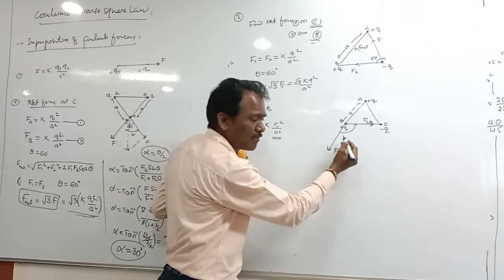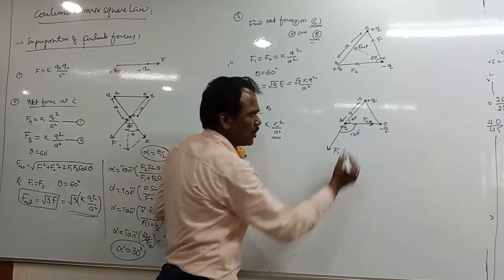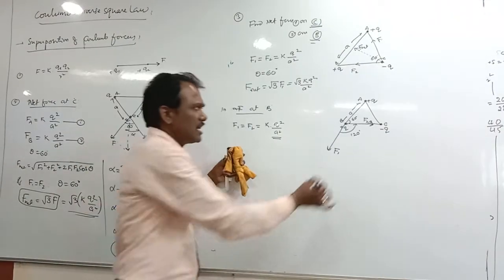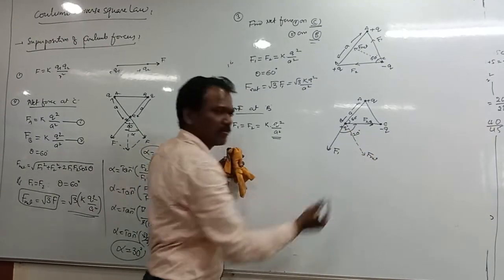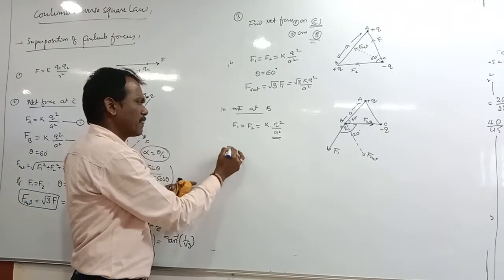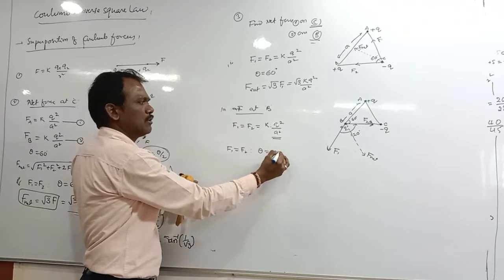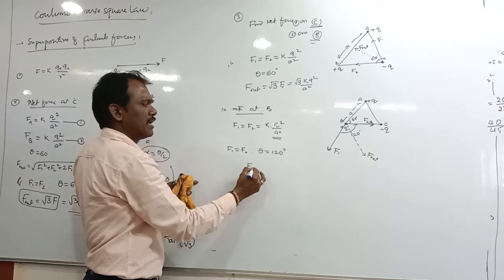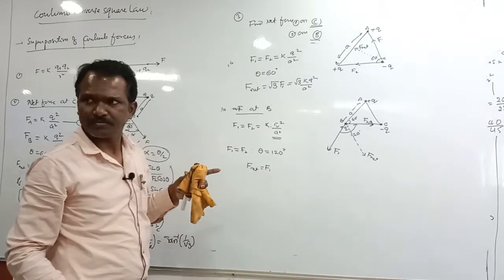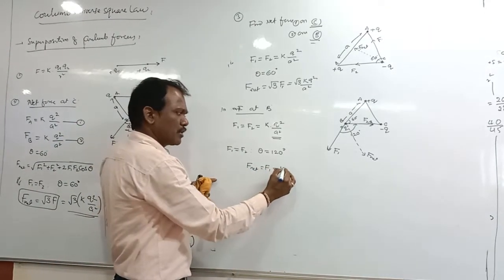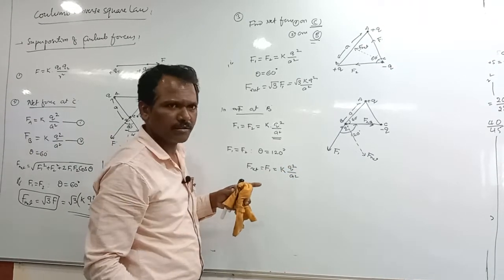What is the angle here? It is 60 degrees, it is 120 degrees. The resultant will be there in this direction, F net. What can you write here? If F1 is equal to F2, theta is equal to 120 degrees, then F net is equal to what we can write? F1, that is equal to k into q square by a square.